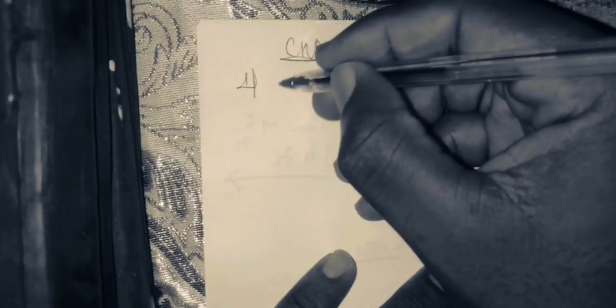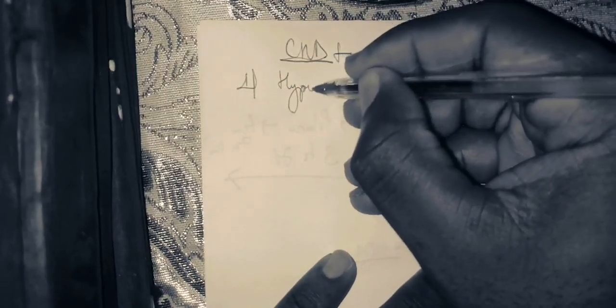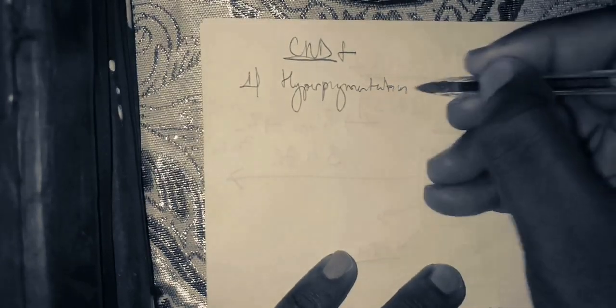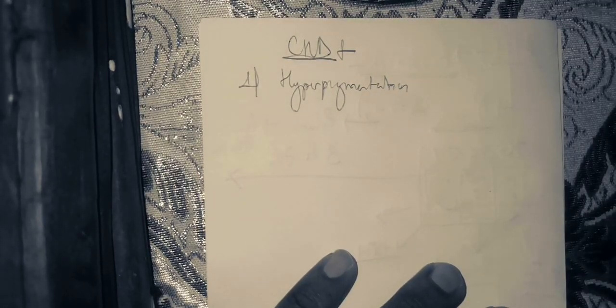When the patient has a history of hyperpigmentation of the skin, a darkish discoloration of the skin, you must already think of chronic kidney disease. When a patient presents with hyperpigmentation or dark discoloration of the skin, you must think of chronic kidney disease. Is it clear?